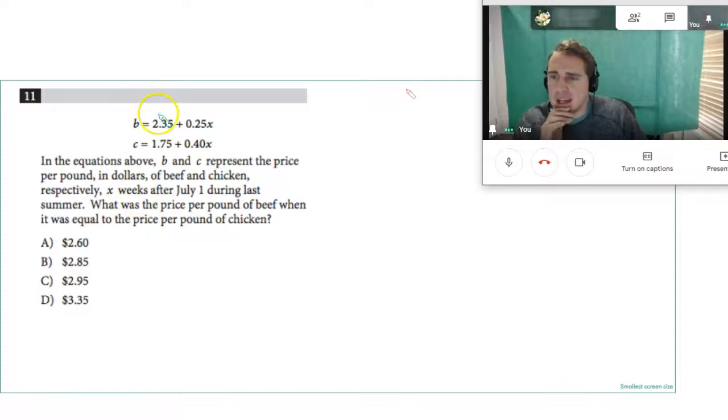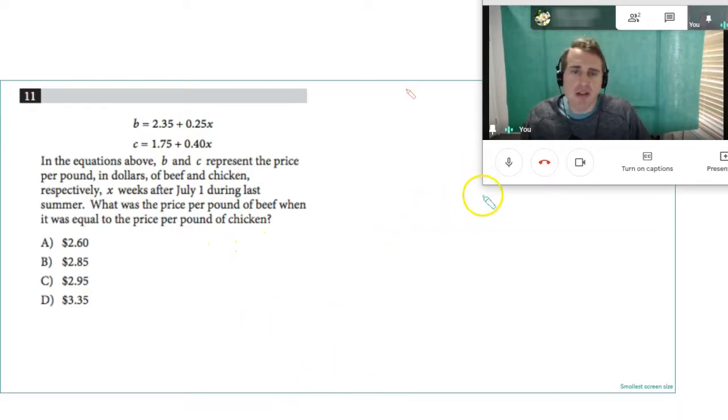So we have B equals 2.35 plus 0.25x. C equals 1.75 plus 0.40x. In the equations above, B and C represent the price per pound in dollars of beef and chicken, respectively, x weeks after July 1st during last summer. What was the price per pound of beef when it was equal to the price per pound of chicken?